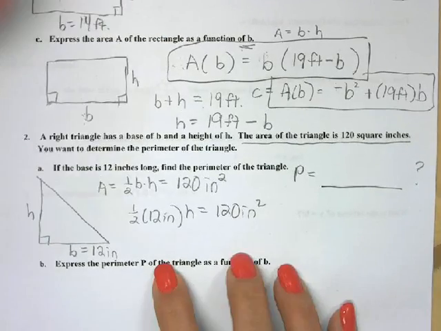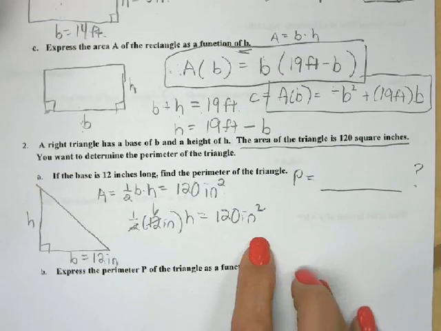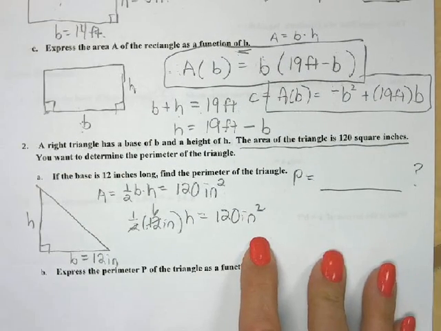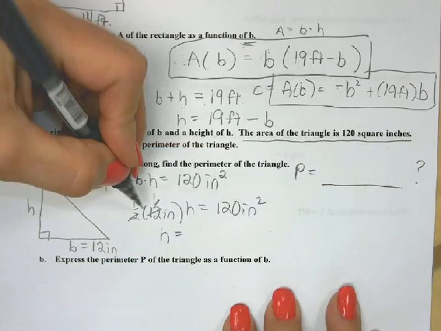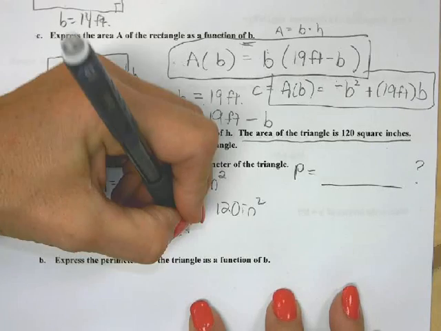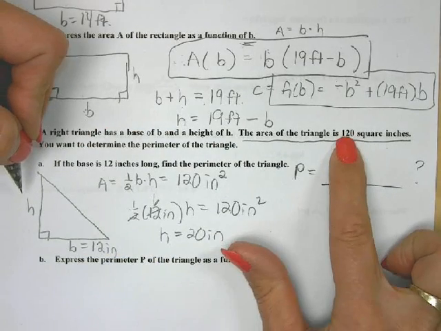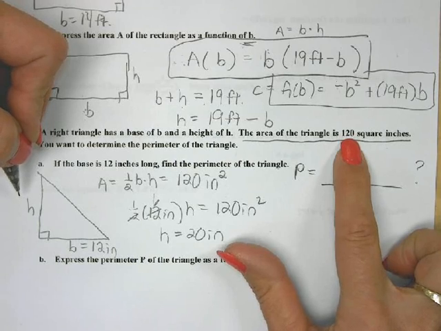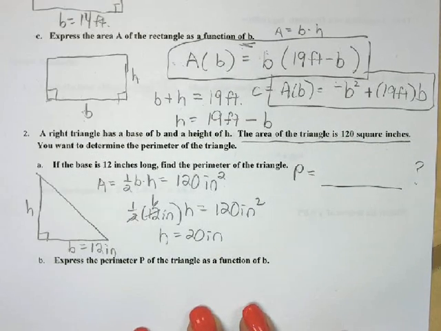And then this will divide into there. If I divide both sides by 6 inches, I'll end up finding out that the height is equal to 120 square inches divided by 6 inches, which will give me 20 inches. So if I have a triangle that has 120 square inches for its area, and if I let the base be 12 inches long, I know the height has to be 20 inches high.